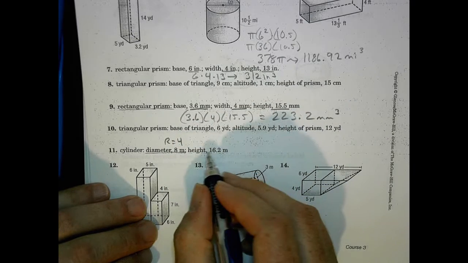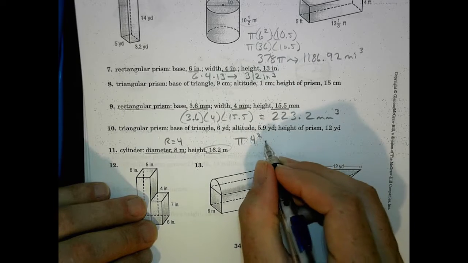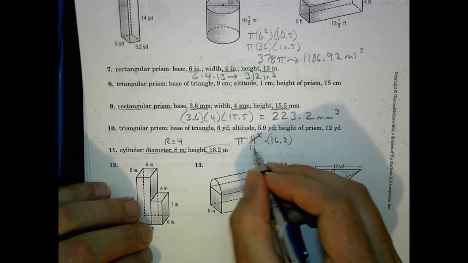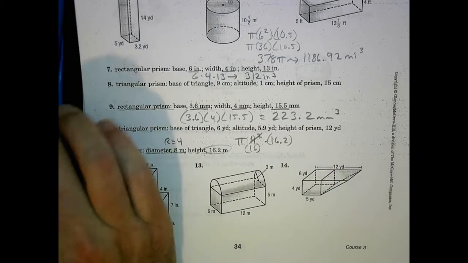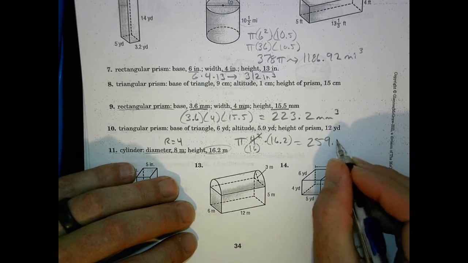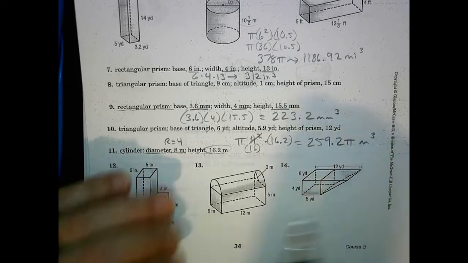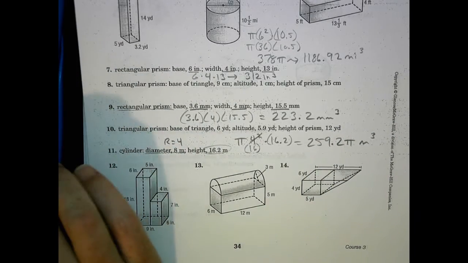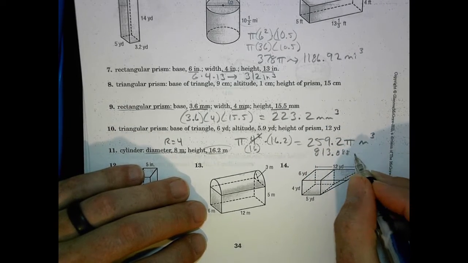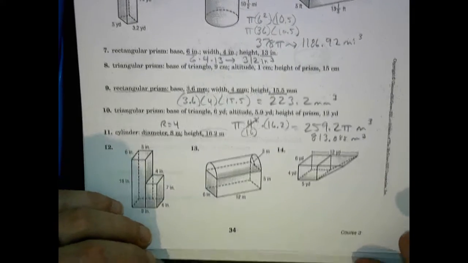Number 11, we have a cylinder with a diameter of 8, which means it has a radius of 4 and a height of 16.2. So we do pi times 4 squared times the height of 16.2. So this becomes 16 times 16.2, which is 259.2 pi meters cubed. Again, you can multiply that out by 3.14, and have 813.888 meters cubed as well as a solution. That would work out just as fine.